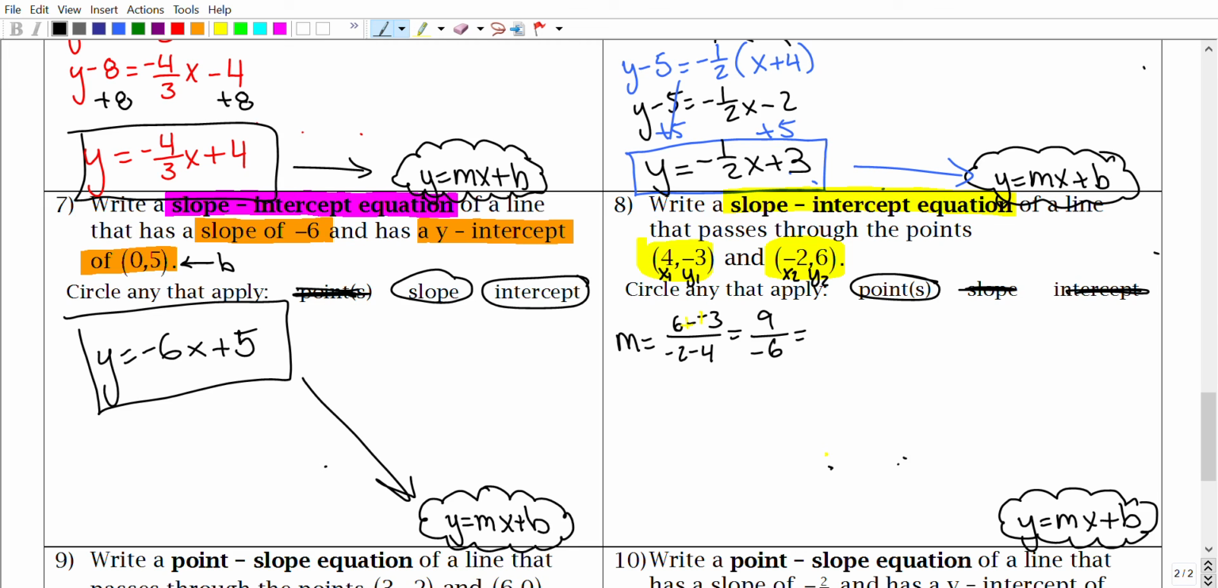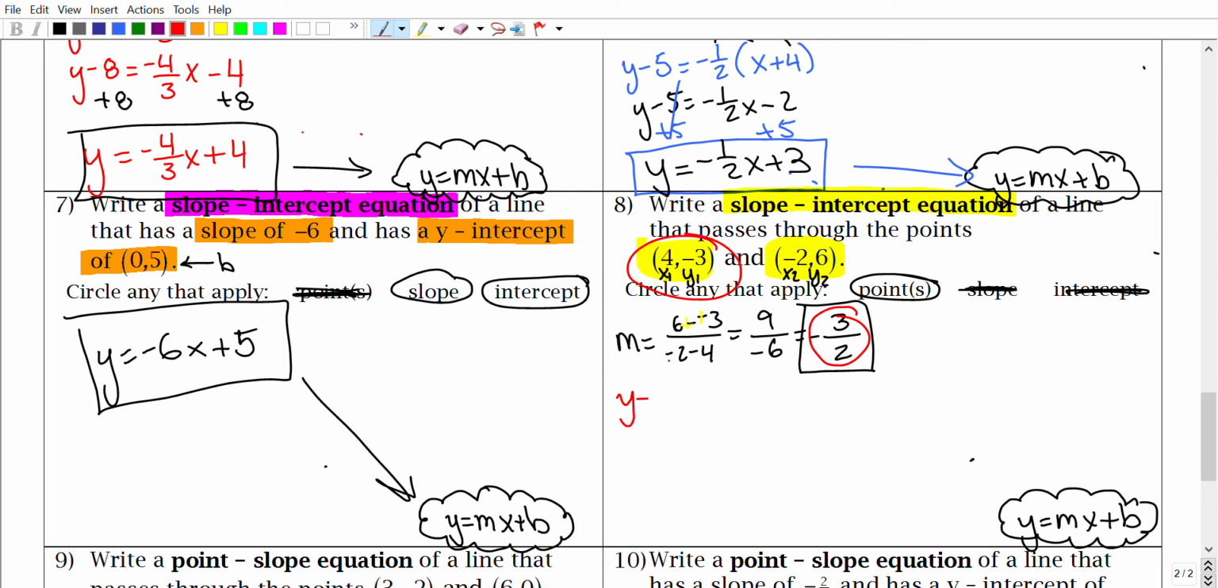Those two will reduce. They both have a 3 in common. So when they reduce, 9 divided by 3 is just a 3, and -6 divided by 3 is a -2. So I'm just going to put that negative right here. That is my slope. Let's go ahead and write the next form that we need, which is point-slope, because we have a point and a slope now. Let's go ahead and do that.